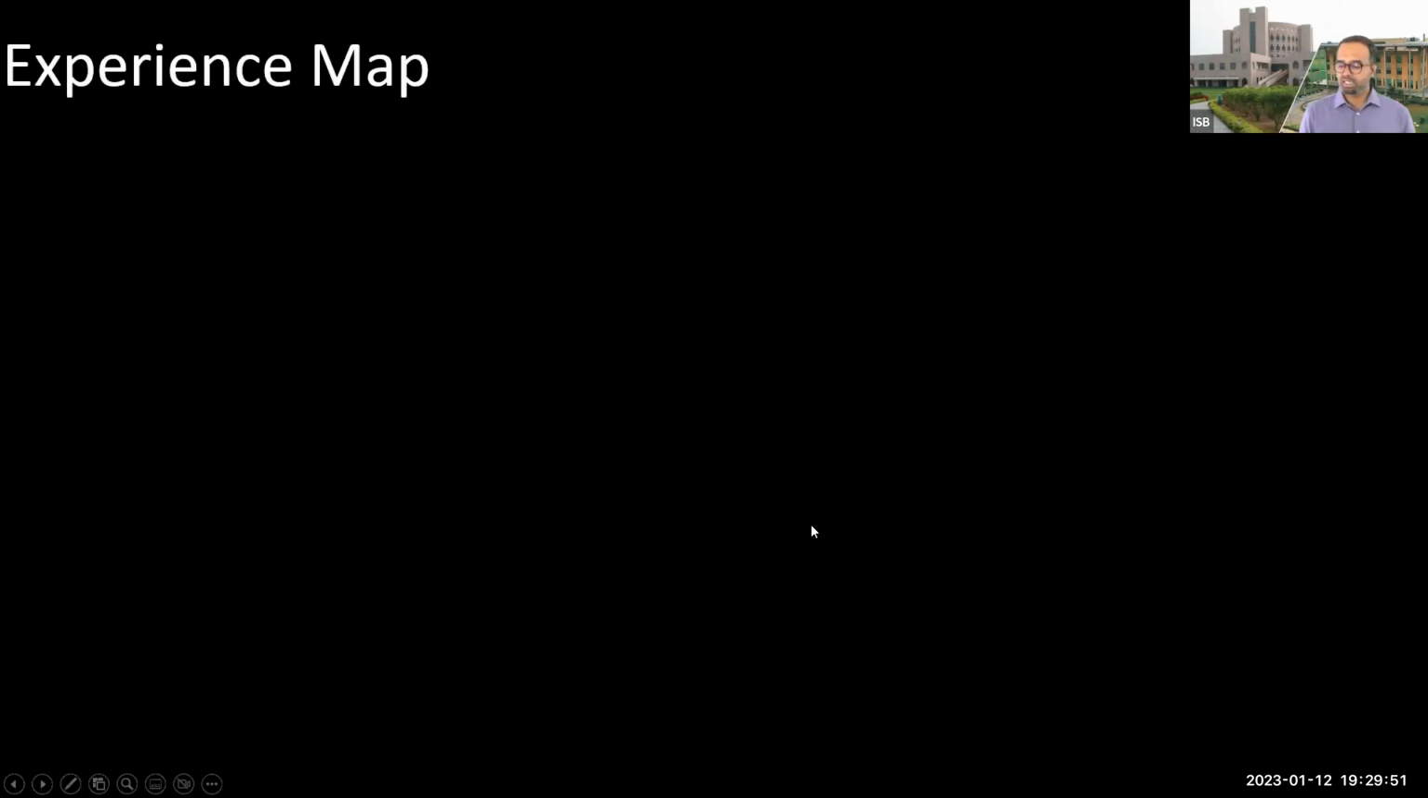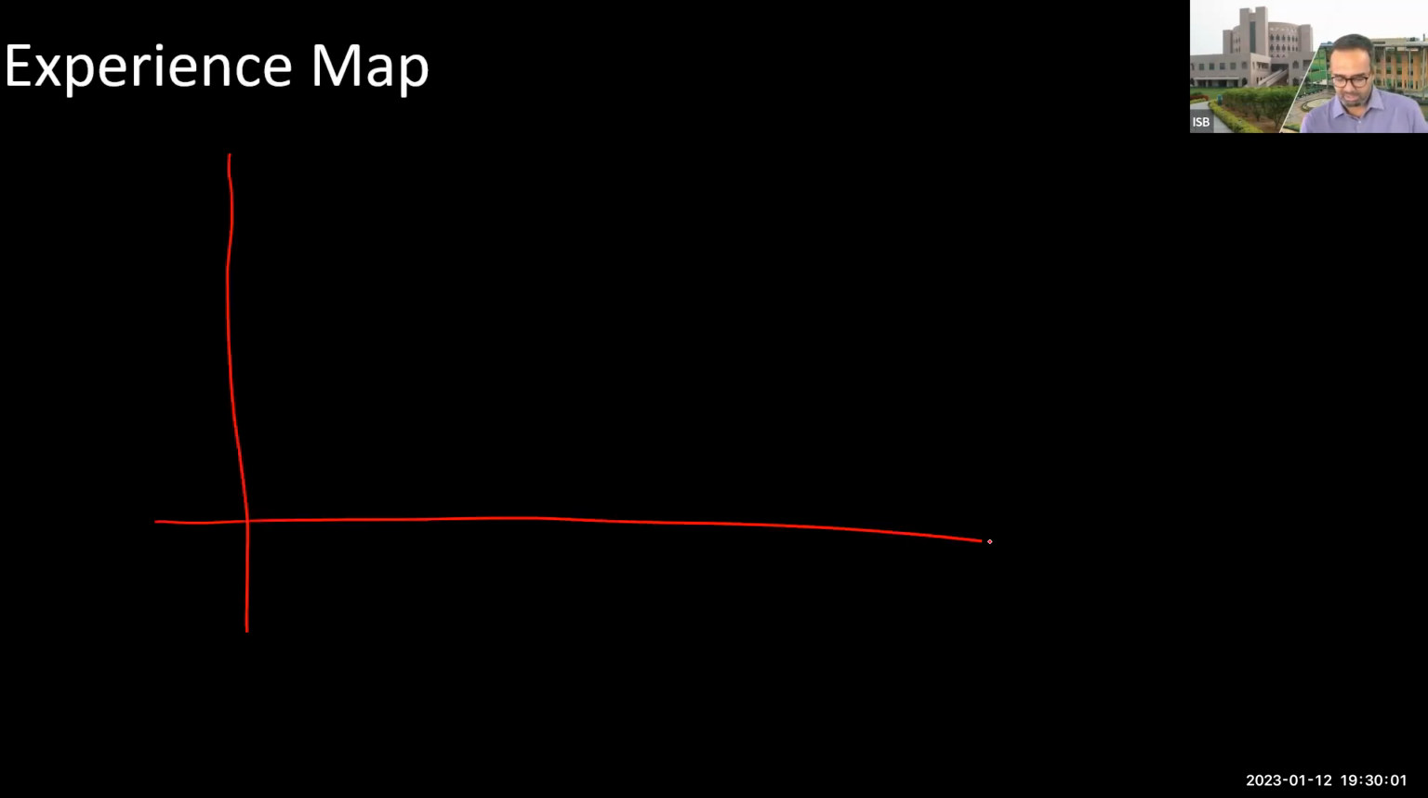In order to understand what problems they might have, we are going to do something called an experience map, your user experience. The way we'll do that is something like this. I'm going to draw this out and hopefully you're able to see it. There is a y-axis and an x-axis. I'm going to make the y-axis longer. And this is the neutral point, the 0, 0 point.